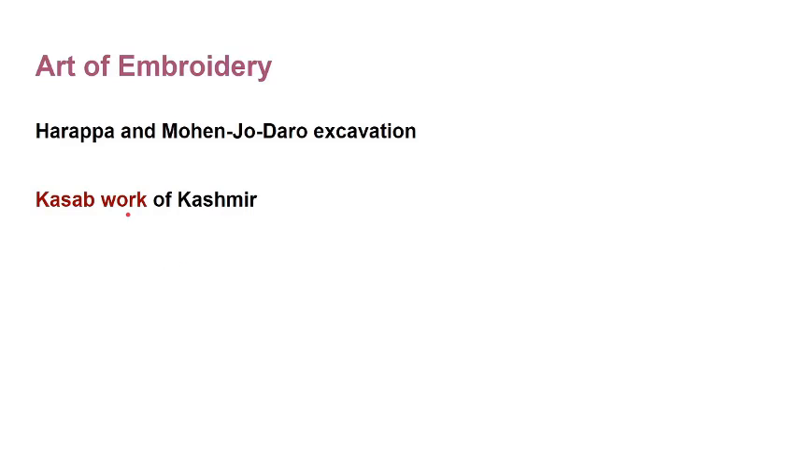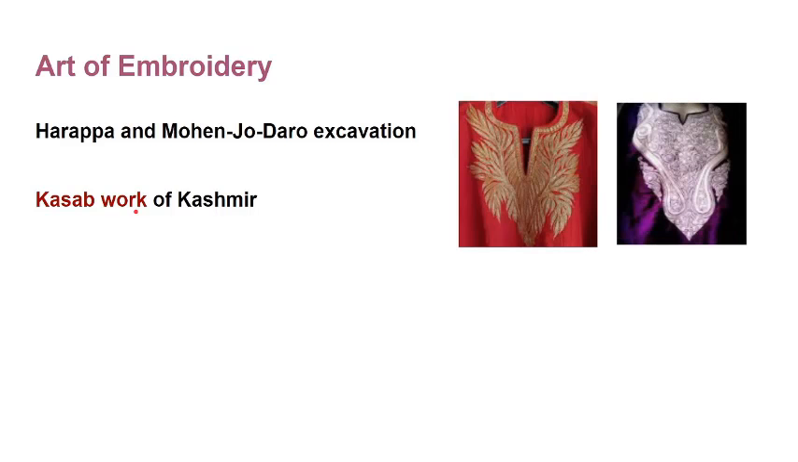Similarly, Kashmiri work of Kashmir is also well known. Kashmiri work is known as kasab. So, kasab is one of the oldest forms of embroidery and it was brought to India by Persian. So, here you can see some kasab work. It resembles Jardoshi work. Kasab work can be found in real gold or silver threads on various fabrics, and that's why it is very costly.